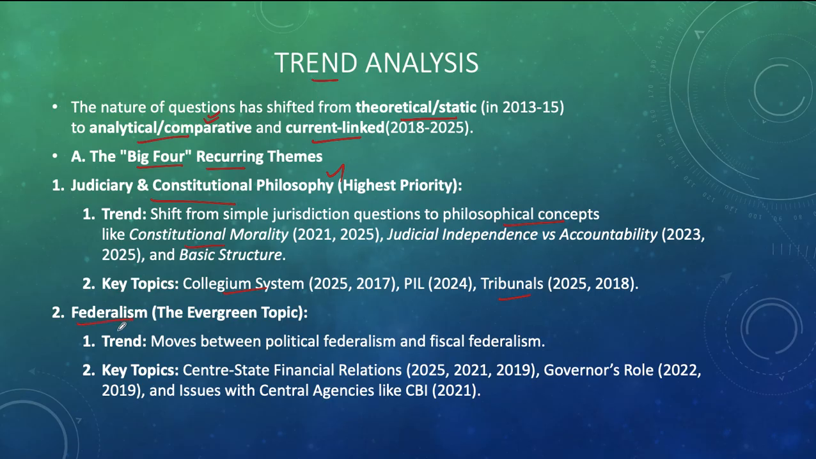And coming to federalism, this is the second important topic. You can easily expect a question. So try to have a variety of examples and committees' recommendations for this topic. Here the key topics are center-state relations, the governor's role, and agencies like CBI, which they have asked about in the past.